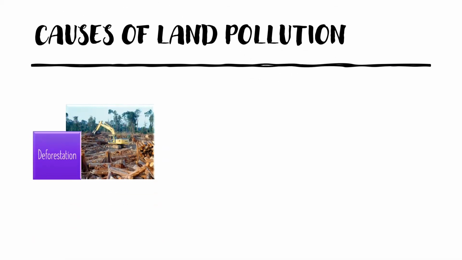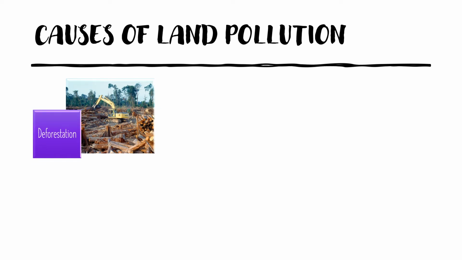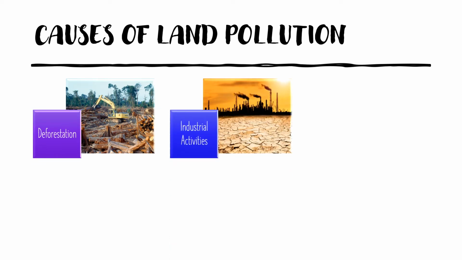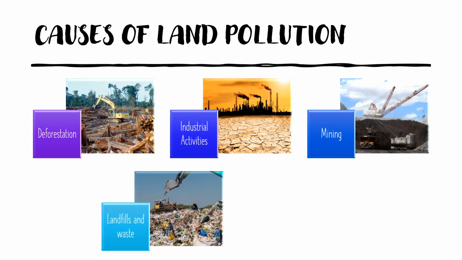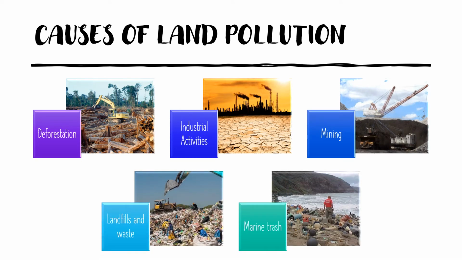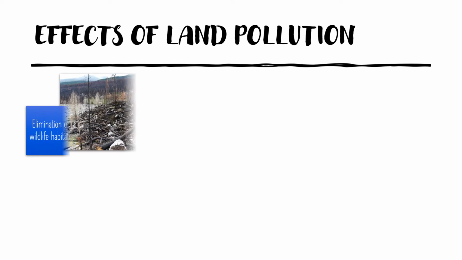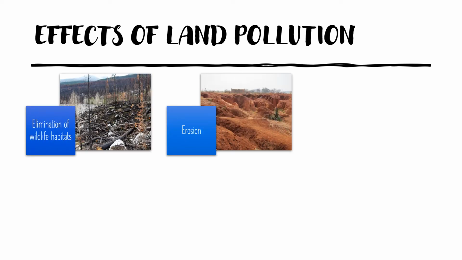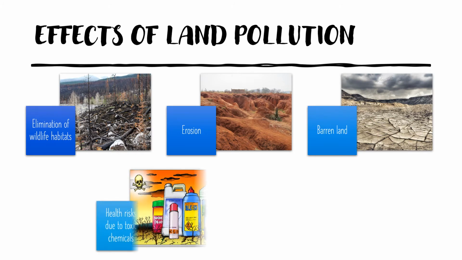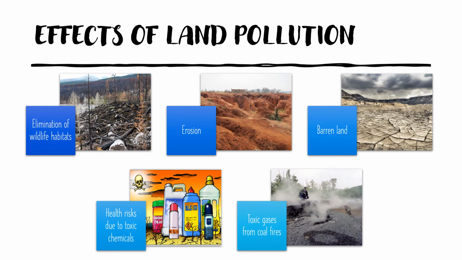Causes of land pollution: deforestation, industrial activities, mining, landfills and waste, marine trash. Effects of land pollution. Some of the effects are the elimination of wildlife habitats, erosion, barren land, health risks due to toxic chemicals, or toxic gases from coal fires.